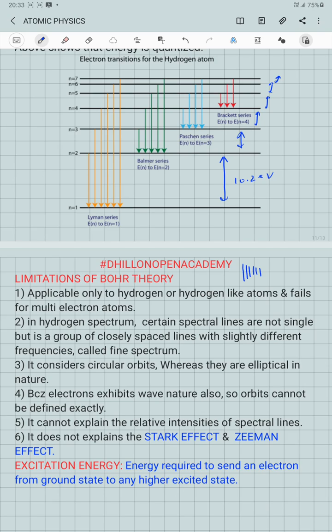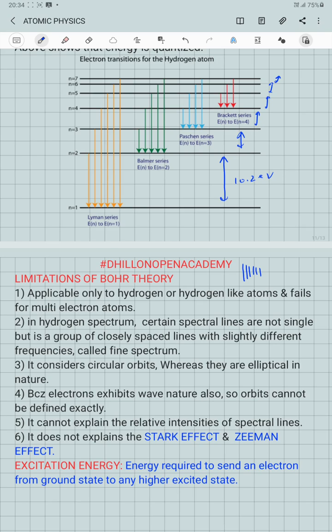According to de Broglie, electrons also show wave nature. So when wave nature is there, we cannot define the orbits with 100% accuracy. Orbits cannot be defined exactly when electrons show wave nature. In the spectrum of hydrogen atom, different spectral lines are of different intensities. Some are less intense, some are more intense. Why is this the case? Bohr's theory cannot explain. It can also not explain the Stark effect and Zeeman effect.